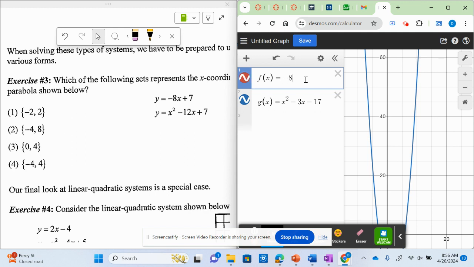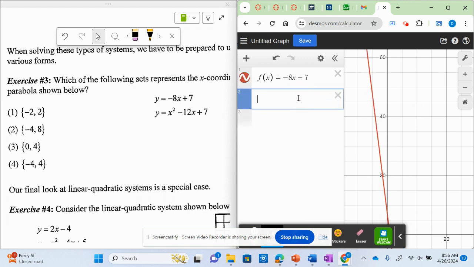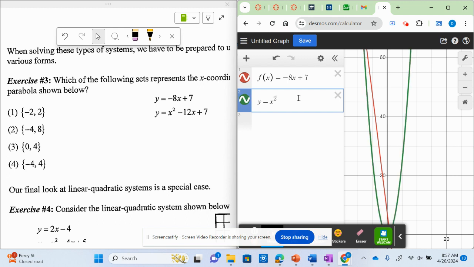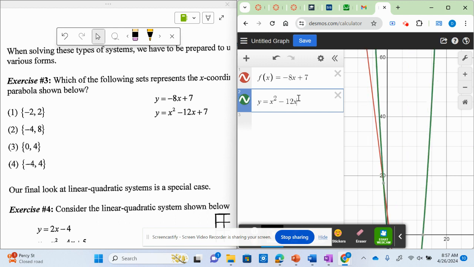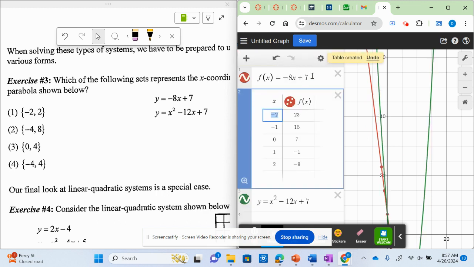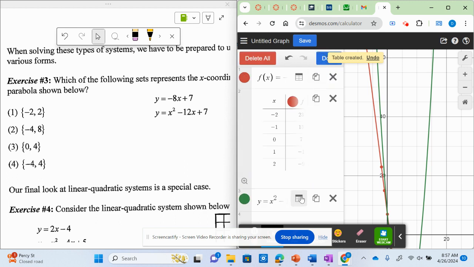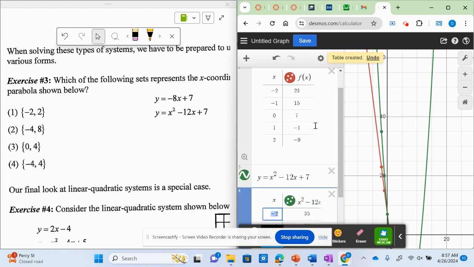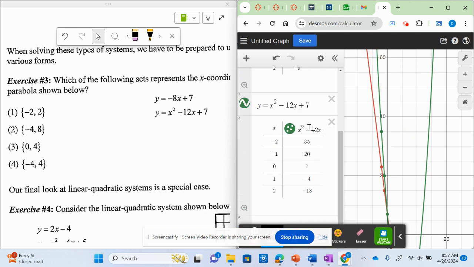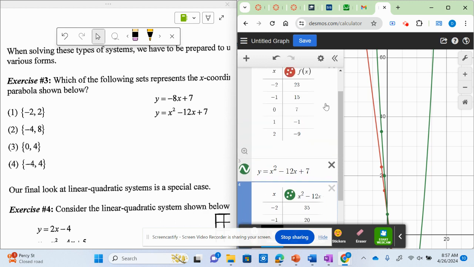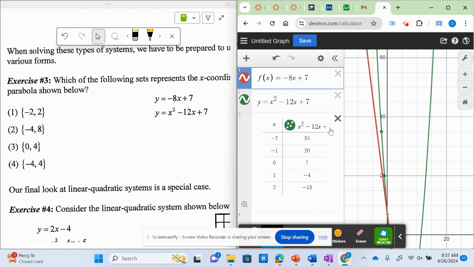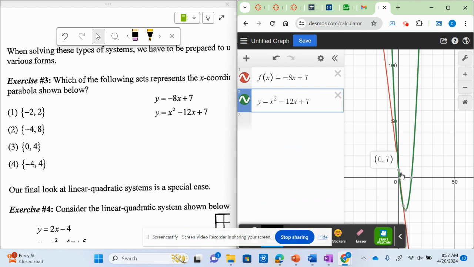So y equals negative 8x plus 7. And my other equation is y equals x squared minus 12x plus 7. I am going to hit the gearbox and I want a table for both of them. Actually, I'm not even going to look at that. That's going to be easier for you guys when you're in your calculator. We'll do the next one on a calculator. So what are my two solutions?